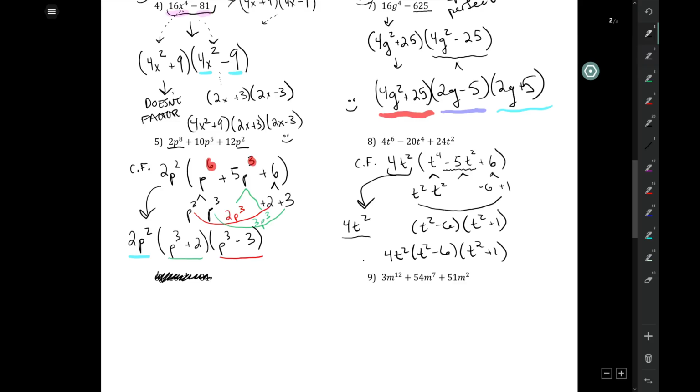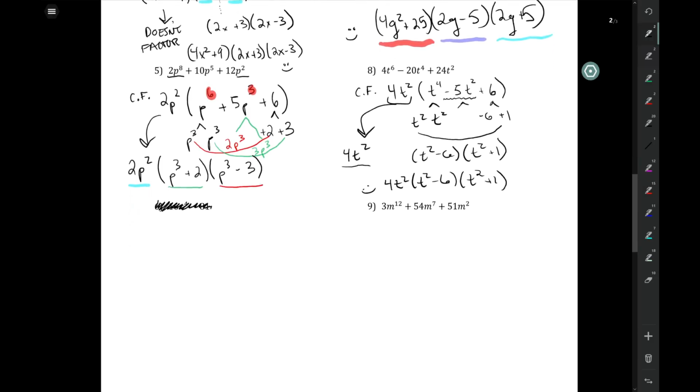And awesome from there. You might want to double check. In this case, it doesn't continue. But t squared minus 6 is not a perfect square. So sometimes things will continue to break down from here.